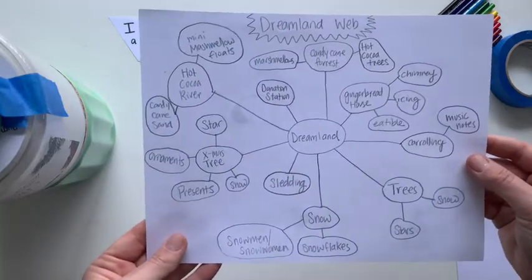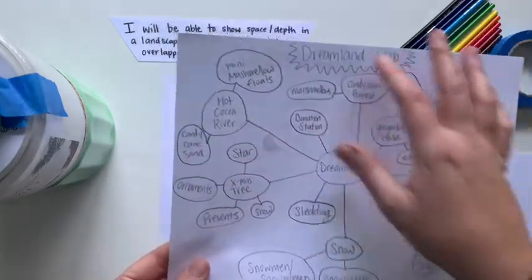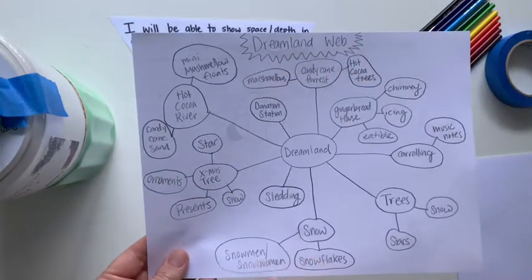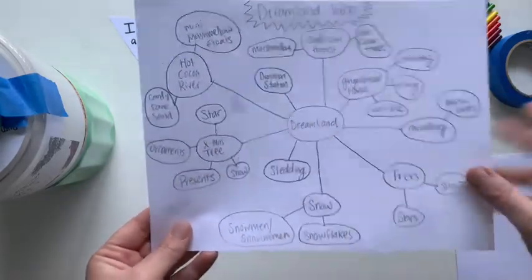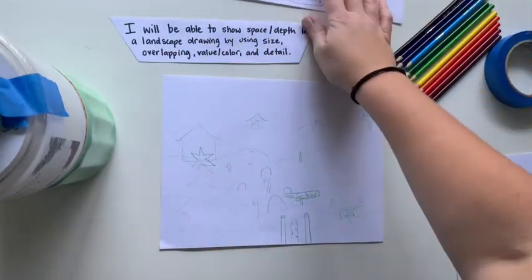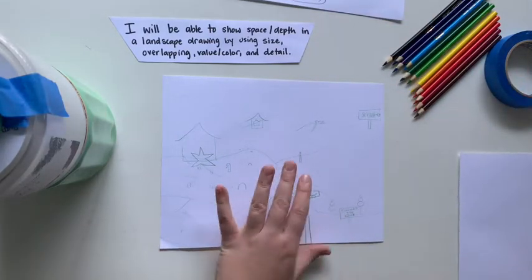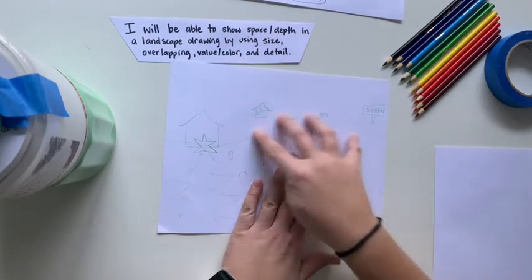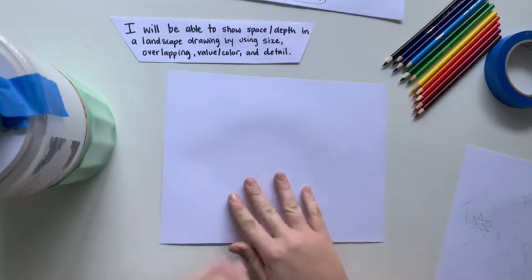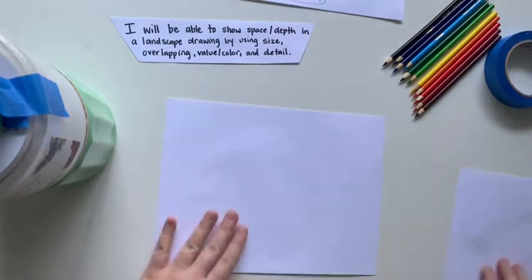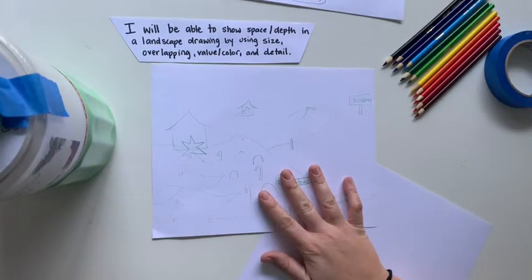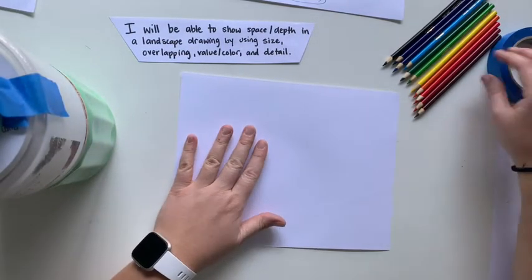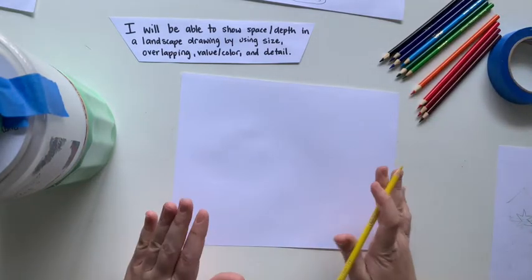We also created a Dreamland web where we made our ideas. So my ideas are all for my Dreamland, which is my Christmas, or I'll call it a winter world Dreamland. Yours might be something different. If you wanted to take my idea, that's okay. And then also we created a rough draft last time. So I created another rough draft that I'm gonna use. You're also gonna need a blank piece of paper today. So all of these other things we made last week, all you're gonna need today is a blank piece of paper. The first thing I want you to do is grab the lightest color pencil you have.